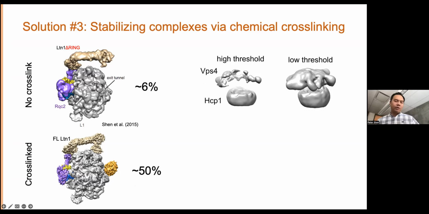Suffice it to say, though, that when we imaged the non-cross-linked material, even at very low thresholds, we saw very weak densities for VPS4. But with the same glutaraldehyde approach that we use, this was sufficient to stabilize VPS4 in its hexameric state.